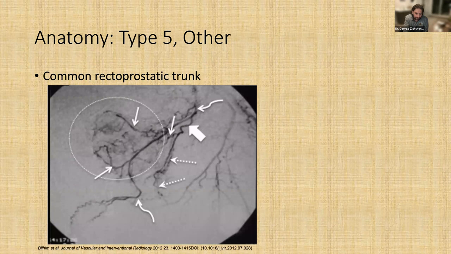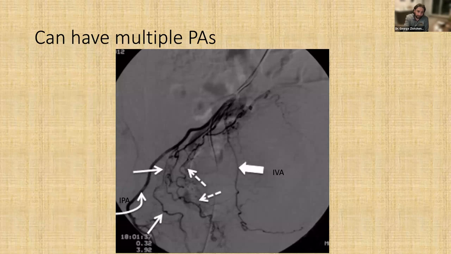Let's see what else. Oh, patients can have multiple prostate arteries, as I had mentioned before. You can see this one has an origin off the inferior vesicular artery, internal pudendal artery, and a VP trunk. This often happens with very large prostates. You can see the staining a little bit here that the prostate is pretty large in this patient.